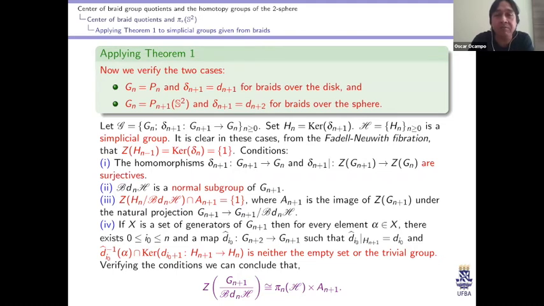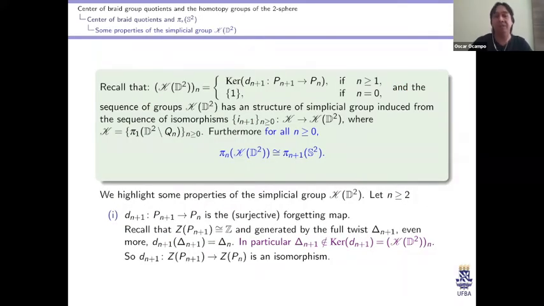So let me show how we verify these conditions. First of all, this K(D2)_n are the kernels of these forgetting maps. This sequence has a structure of simplicial group. And we have this isomorphism in blue that will be very important for this part. So d_{n+1} is the first condition. d_{n+1} is just the forgetting map, and it's part of a short exact sequence. It's naturally surjective. And the center of the classical Artin braid groups is Z.